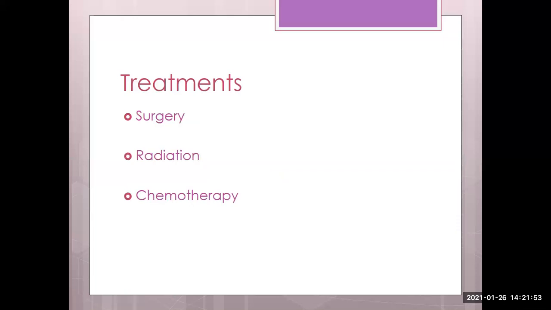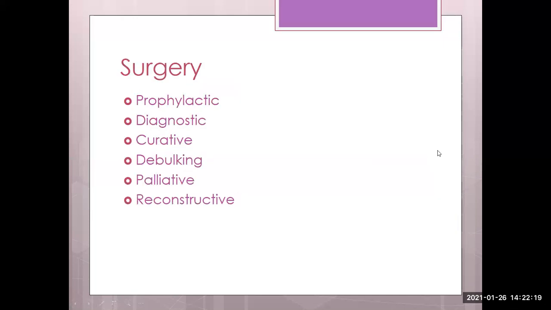There's 3 primary treatments for cancer: surgery, radiation, and chemotherapy. This is where we're going to spend more time focusing. These treatments can be used individually or they can be used in combination. 2 of them or even all 3 of them. It's all going to vary based on the specific patient. We're not going to go in great depth about surgery because we have a whole unit on perioperative care and nursing later on. Just some different types of surgeries that can be done in relation to a cancer diagnosis.